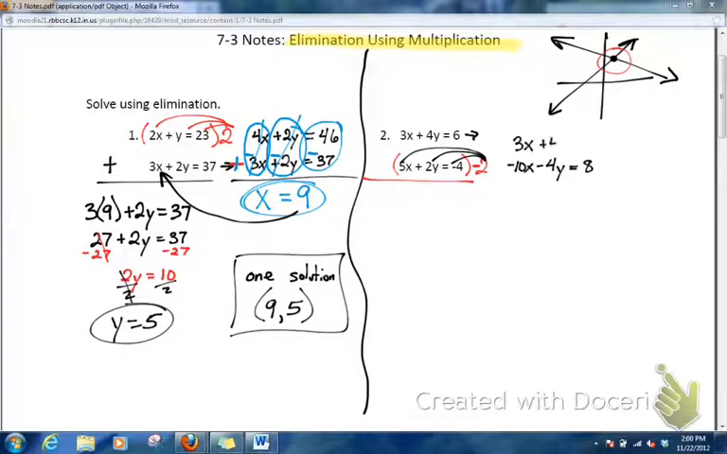3x plus 4y equals 6. So, now you can see here with these two equations, you're going to have this positive 4y and negative 4y cancel out right away. Now, you might look back at the last problem here and say, well, shouldn't I have multiplied by a negative 2 back there? And yes, you could have. You could have multiplied by a negative 2.